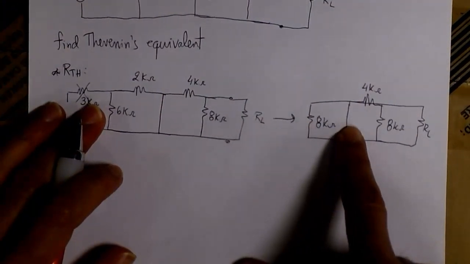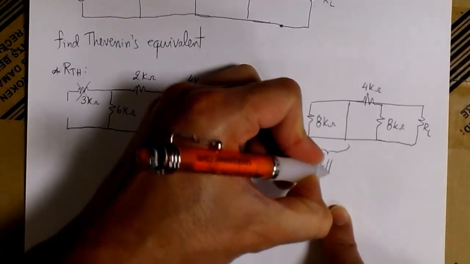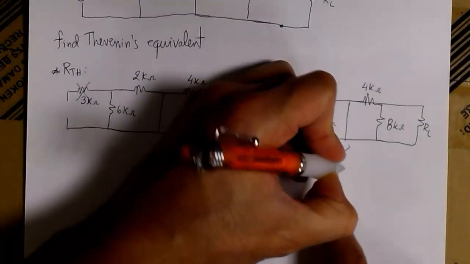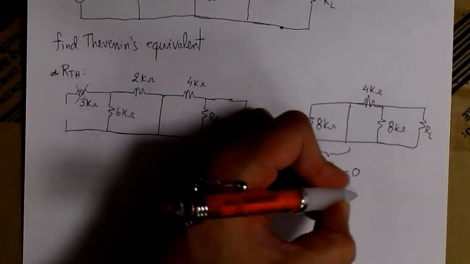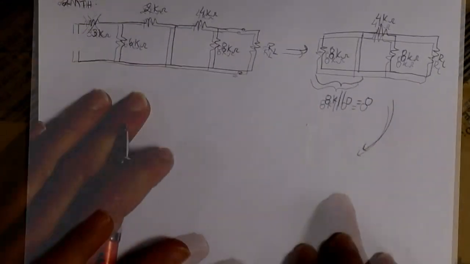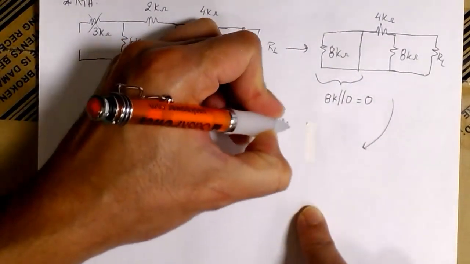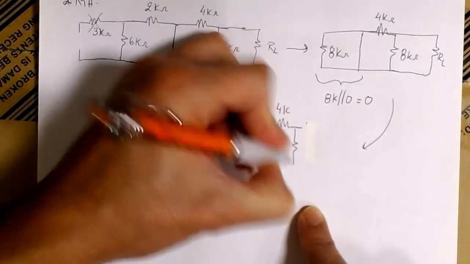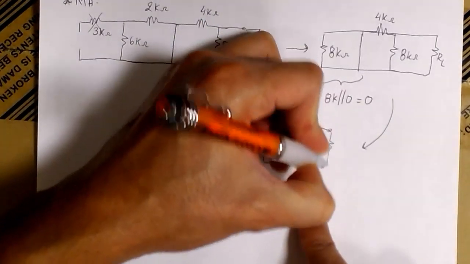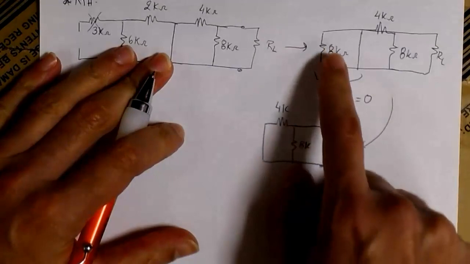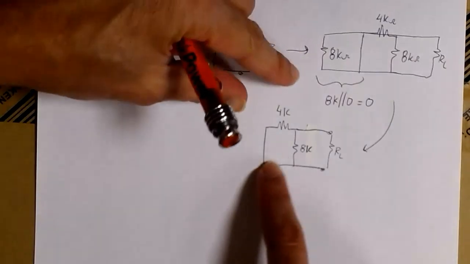Now we have a situation here where 8K is in parallel with a short circuit. Every time we have a resistor that is in parallel with 0, 0 being the short circuit, we have 0 as the equivalent. So we can replace the 8K and the short circuit with just the short circuit. So we end up with something like this. With the short circuit instead of the 8K, and here we have the 4K, and here we have the 8K, and then the load. Now we have just a short circuit.